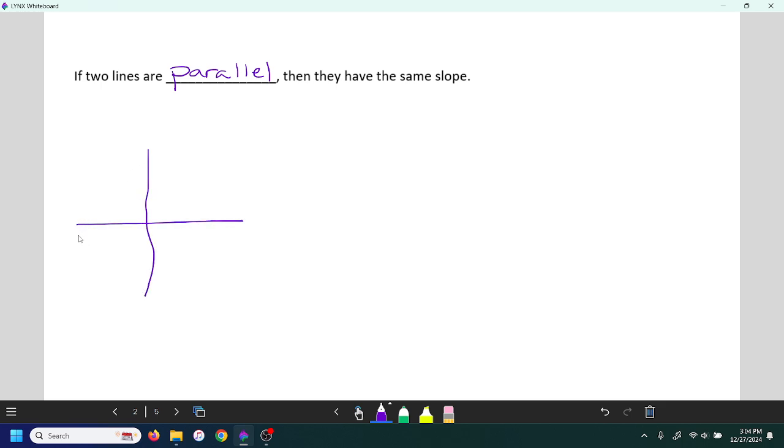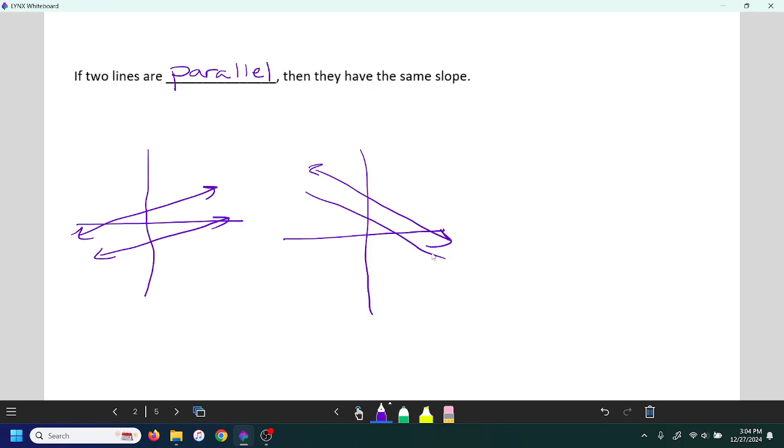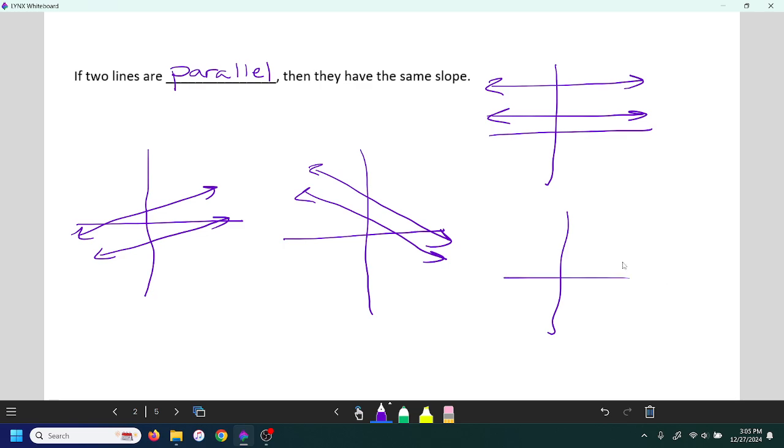So they might both have the same positive slope, in which case they're increasing at the same rate from left to right. They might both have the same negative slope, decreasing at the same rate. So since they're parallel, they're never going to intersect because they're increasing at the same rate or decreasing at the same rate. They might both be horizontal lines, in which case they would both have a slope of 0. Or they might be both vertical lines, in which case both of them would have a slope that's undefined.